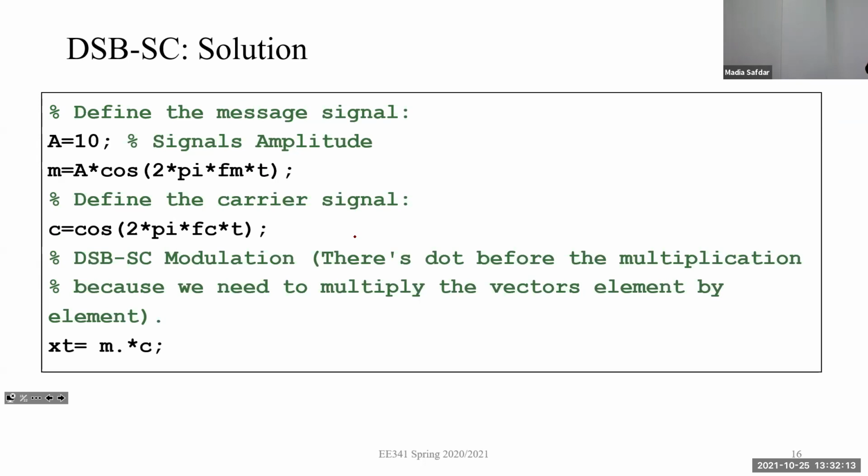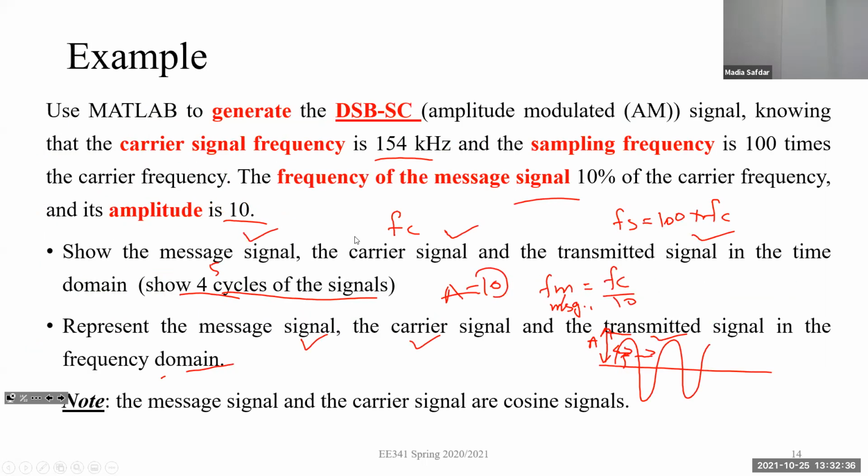So then, this amplitude was given, you remember 10 in the question. And then what is this? This is my C for carrier, M for message. So this is the message signal. The message signal has an amplitude of 10. Go back. See here. The frequency of the message signal is 10% of the carrier, and the amplitude of the message signal is 10.